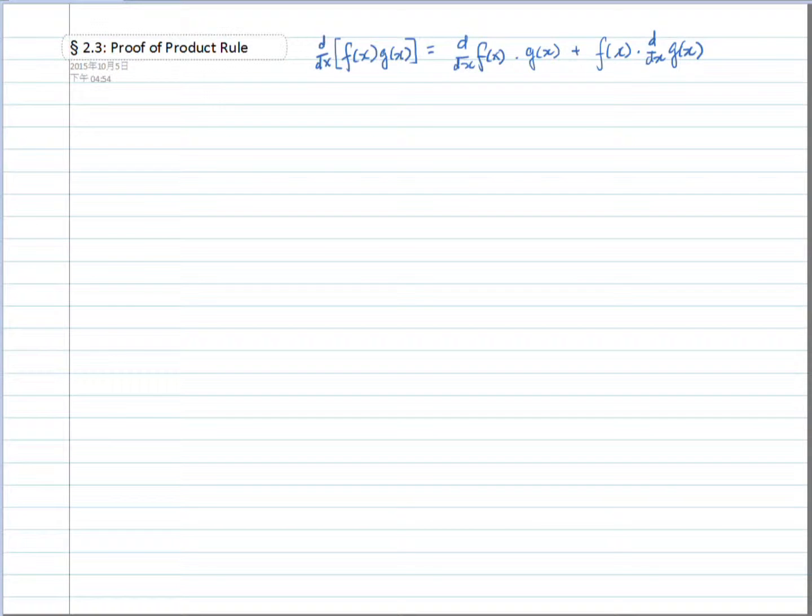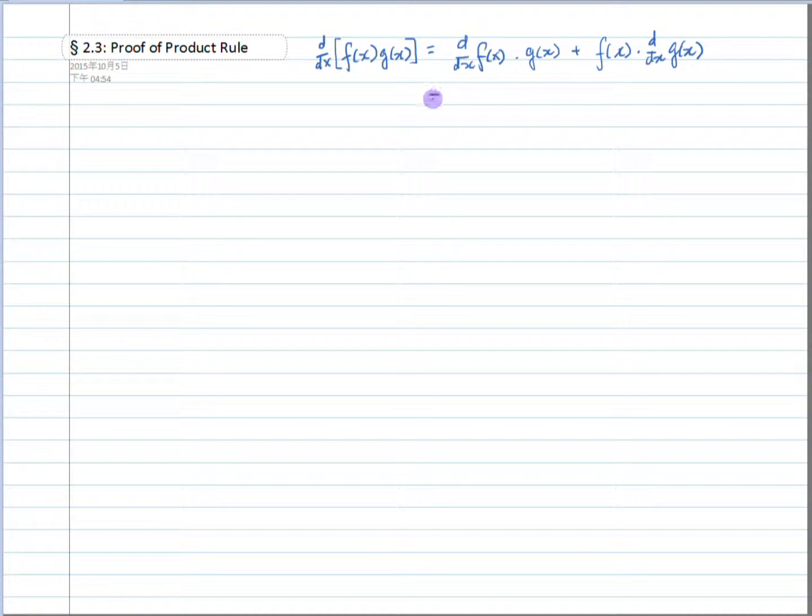In this video, we prove the product rule. Right, so up here, this is the product rule. It says that the derivative of the product of two functions f of x times g of x is equal to two terms. The first one is the derivative of f times the function g, and then the function f times the derivative of g.